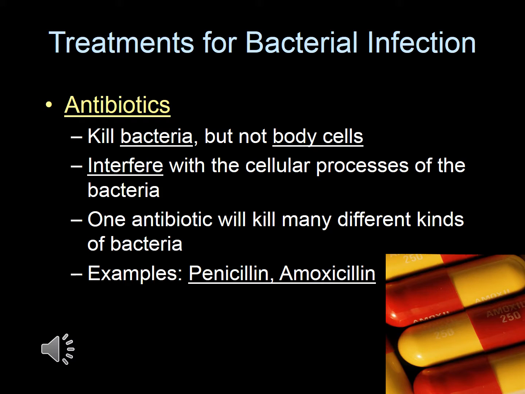The way they do that is they interfere with the cellular processes of bacteria. So when the bacteria are trying to build little walls, they can't build good walls, so they die. Okay, and we have antibiotics that kill many different types of bacteria. Two examples are penicillin and amoxicillin. So we have a lot of those.